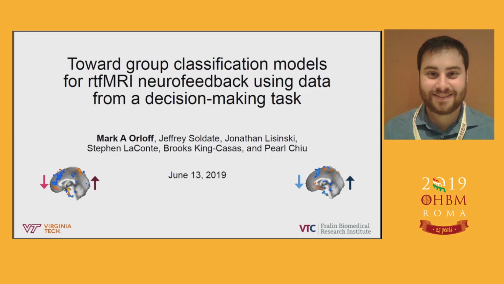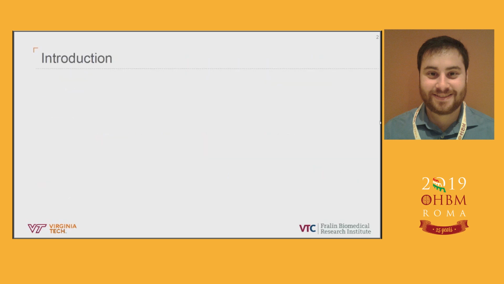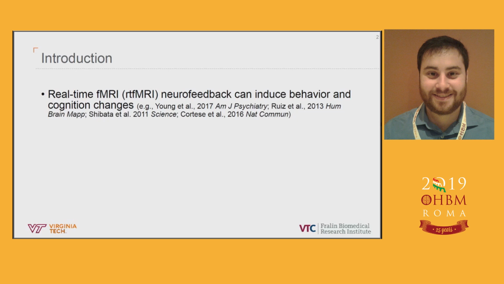Thanks. So today I'll be talking about a project I've been working on to use previously existing data in my lab to train multivariate models to use in a real-time fMRI neurofeedback task. So we know that real-time fMRI neurofeedback can induce both behavior and cognition changes. And broadly, this can be done in two different ways.